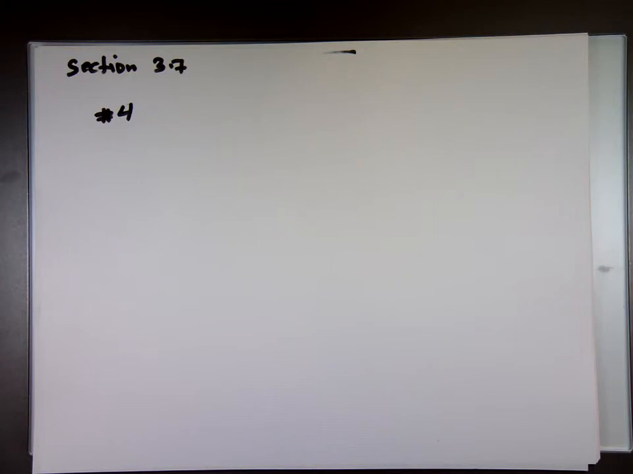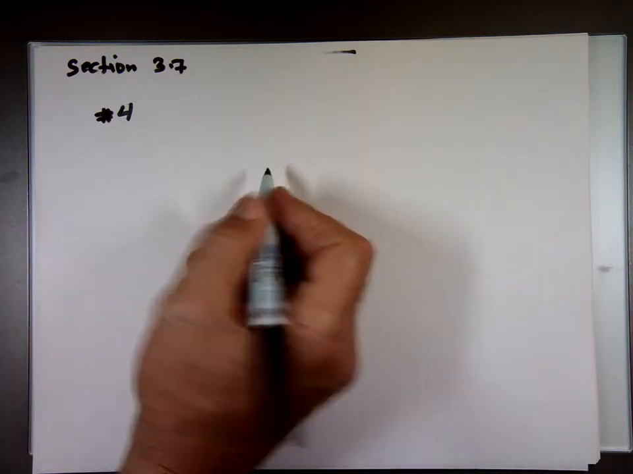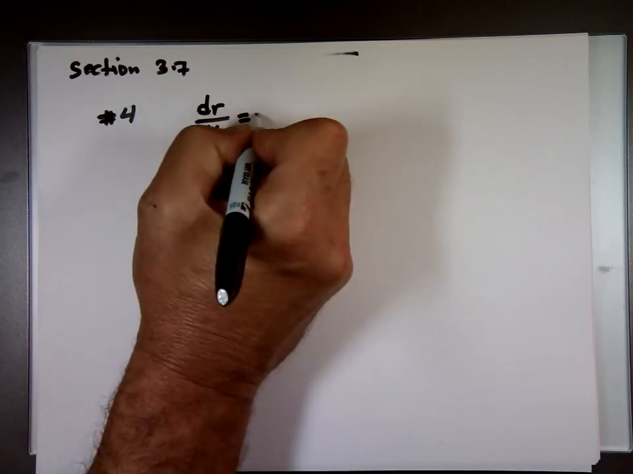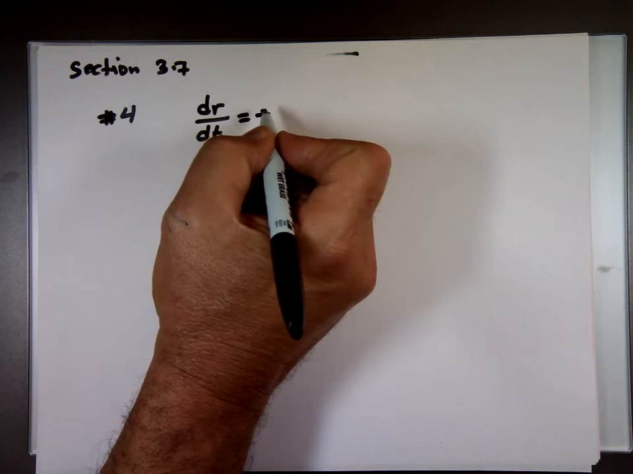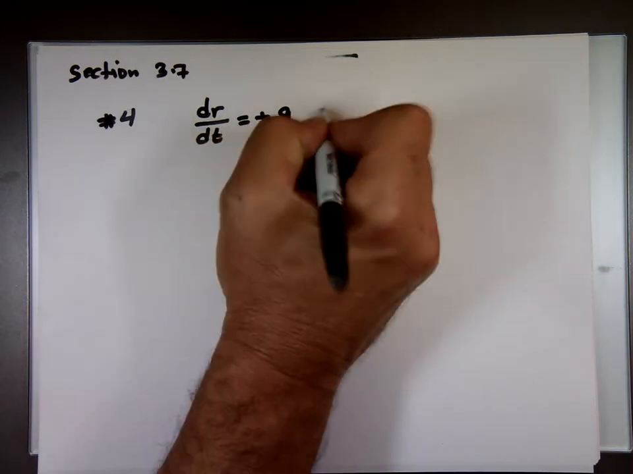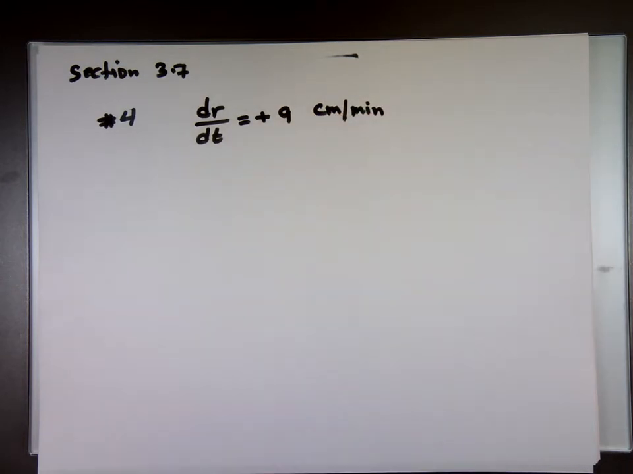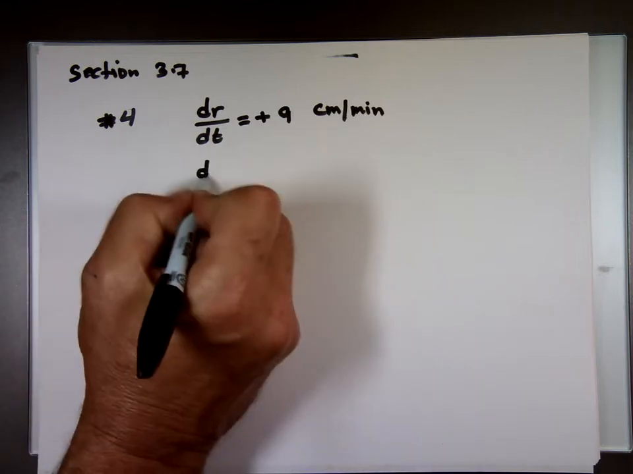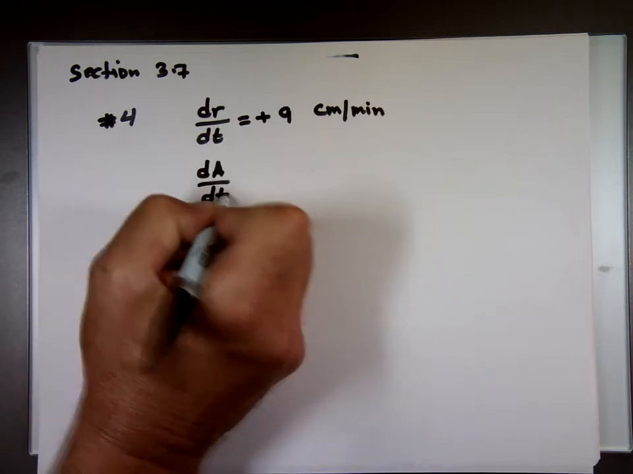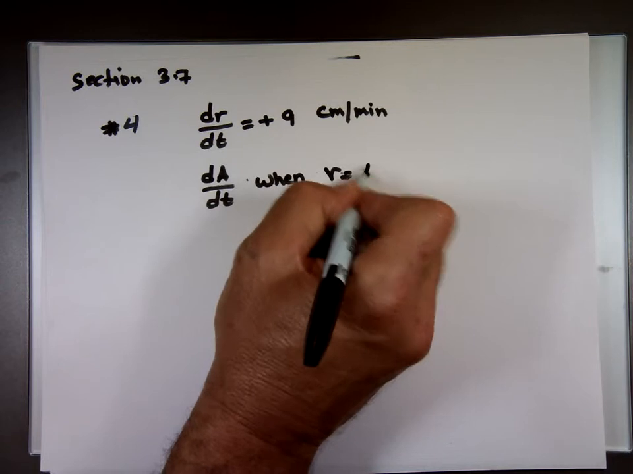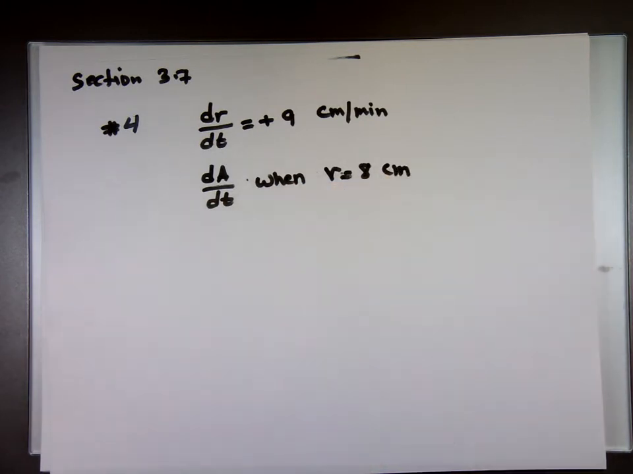So section 3.7 number 4 reads: the radius r of a circle increases at the rate, that's dr/dt increases, that means what? Positive. At the rate of 9 centimeters per minute. Find the rate of change in the area, find dA/dt, when r equals 8 centimeters. And the second part, when r equals 30 centimeters.